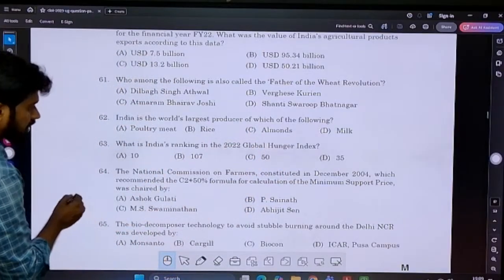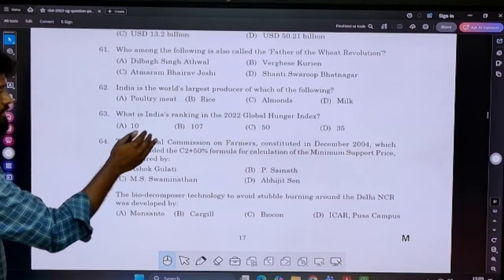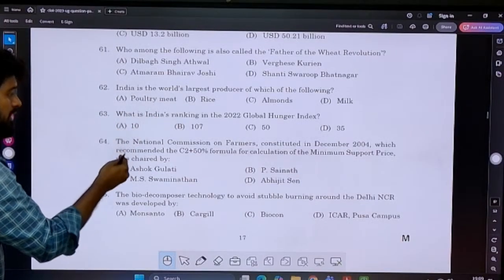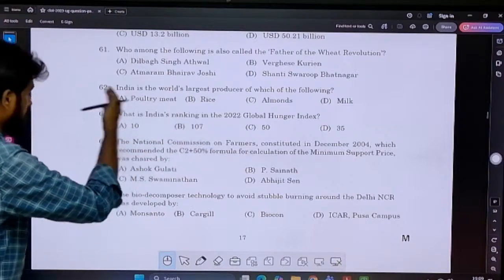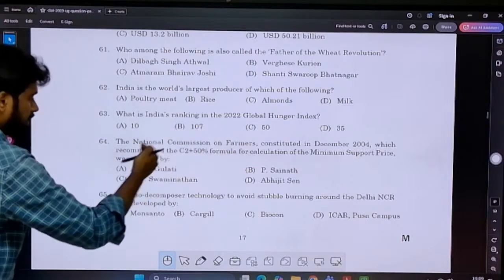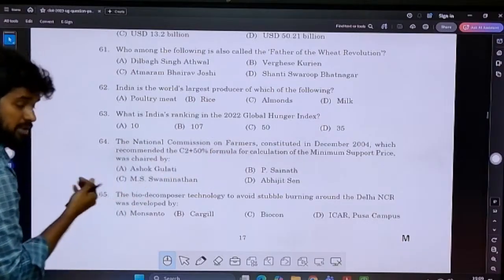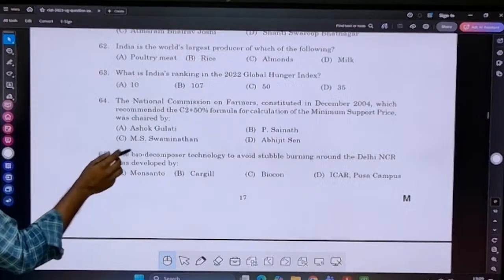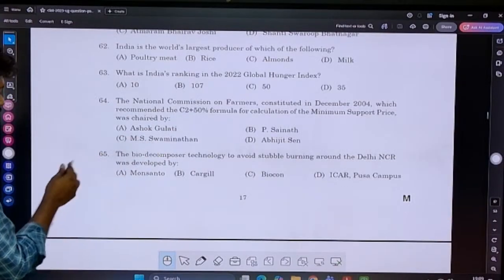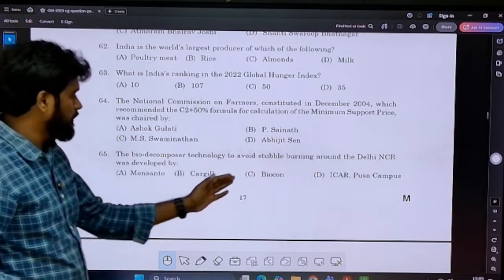Next one, the National Commission on Farmers, constituted in December 2004, which recommended the C2 plus 50% formula for calculation of the minimum support price. I talked about minimum support price. Who chaired the National Commission on Farmers? Next one, the biodecomposer technology to avoid stubble burning around the Delhi NCR was developed by Monsanto, Cargill, Biocon, or ICAR?